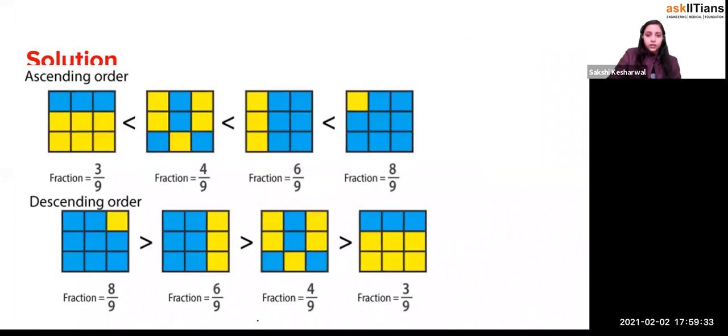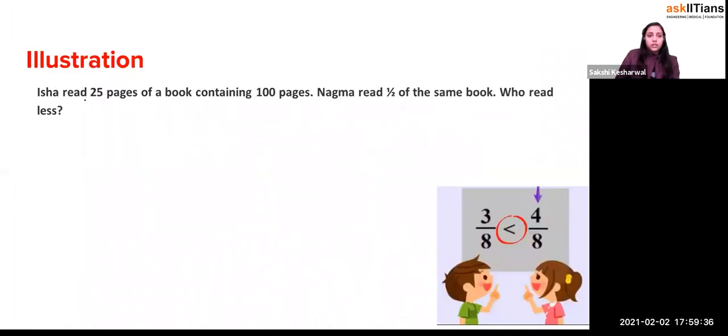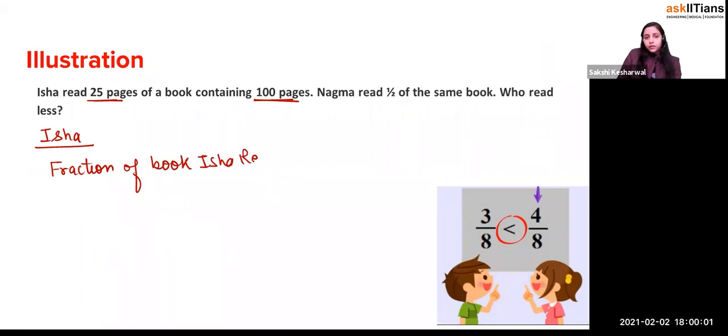Okay, now it says that Isha reads 25 pages of a book containing 100 pages. Nagma reads one half of the same book. Who reads the most, right? So if I talk about Isha, it says that Isha reads 25 pages of the 100 pages, right? So what is the fraction of the book she has read? Isha read, it will be how much, beta? It is equal to 25 out of 100, which is equal to, divide by 4, 1 by 4, right?